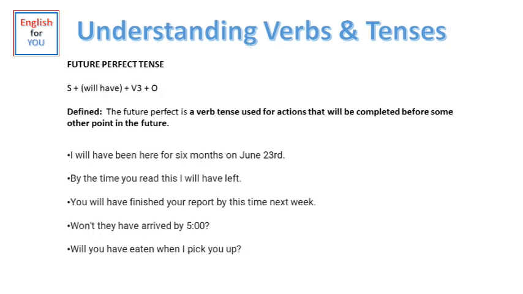The last of these perfect tenses is the future perfect tense. And the code for that from the table is the subject plus the words will have, the third version of the verb and the object. The definition is that the future perfect is a verb tense used for actions that will be completed before some other point in the future. So they haven't been completed at this present moment of time.